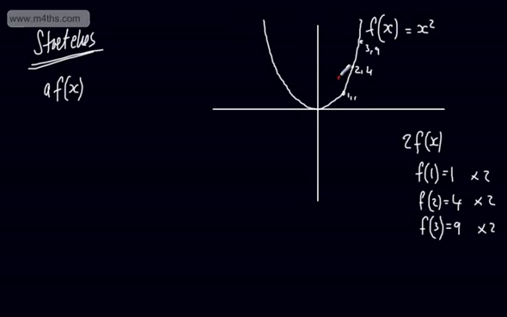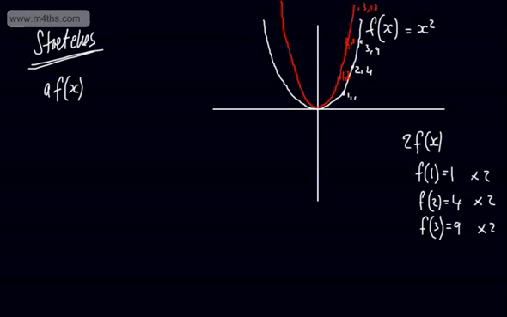We're going to have 1, 2. We're going to have this point right here, and I'll put that there, 2, 8. We're going to have this point here, which will be 3, 18. As a result, we end up getting tighter and tighter to the y-axis. So this is a scale factor stretch in the y direction, and we end up with a tighter curve to that axis.